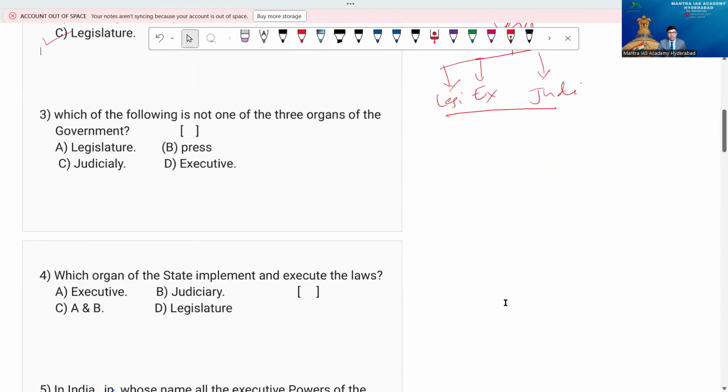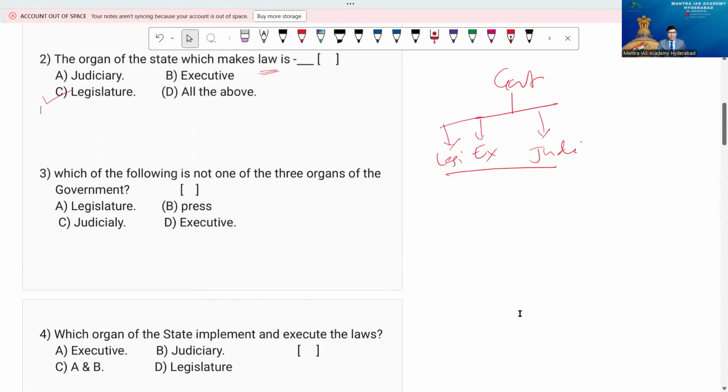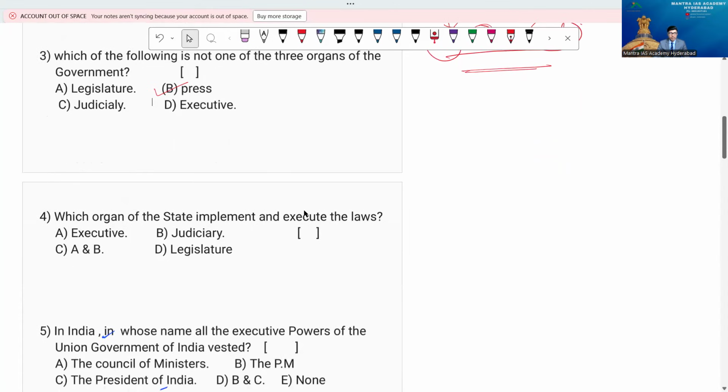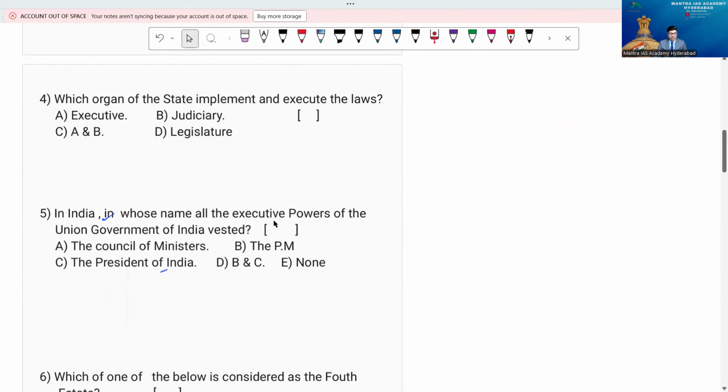Which of the following is not one of the three organs of the government? I told you the three organs of the government: legislature, executive, and judiciary. Out of four options, one is wrong. Legislature is a part, and so are judiciary and executive. So the answer is press. Press is not an organ of the government. We have a special word for that, which I mentioned in another question here. I'll tell you.